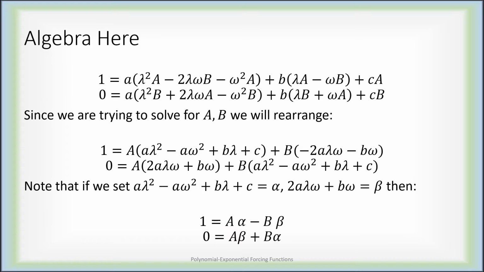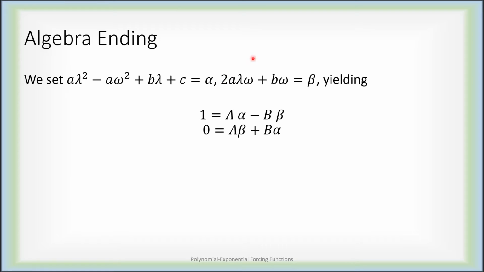So now I have, after all of this reworking, a rather simple looking system of two equations and two unknowns. Alpha and beta are expressible in terms of all of the known quantities. In our original differential equation, little a, little b, and little c were coefficients. Omega was related to the period of the resulting sine function, and lambda was the exponent on the exponential term. So we can compute alpha and beta, and now we have this nice little system.